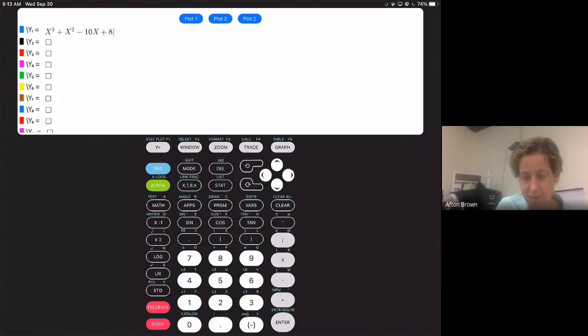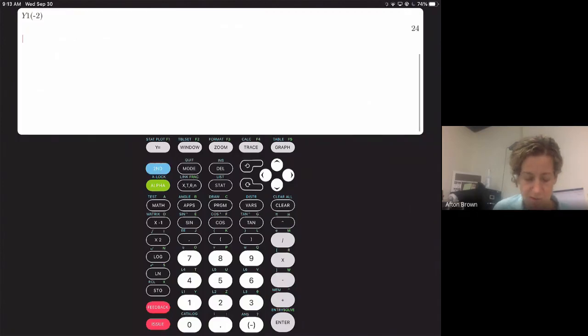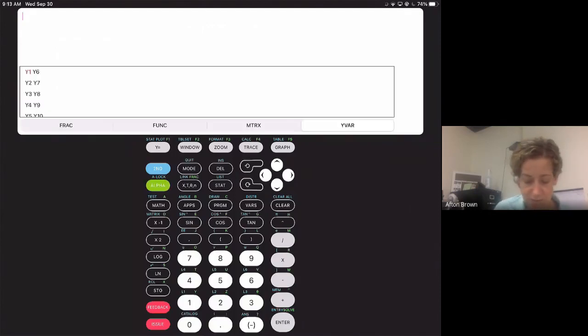Then you have to hit second quit to go back to your main screen because you don't want to do anything in this screen. So you hit your blue button and then mode right next to it. I'm going to hit clear, but I need to bring up that Y1. So again, it's the green button or alpha, in case it's different on yours, and then the trace button.